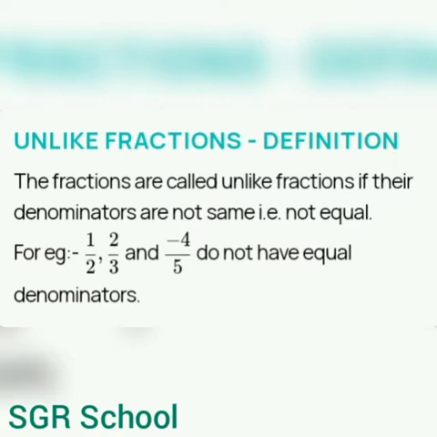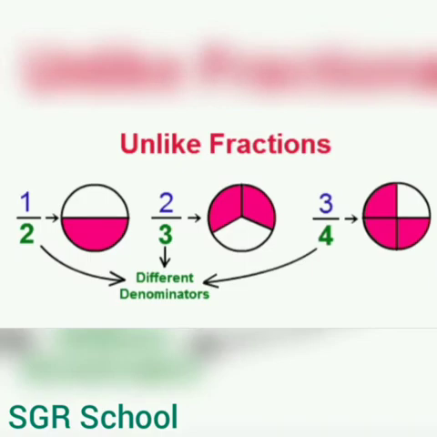Now unlike fractions. Fractions are called unlike fractions if their denominators are not the same, or different. For example, 1 by 2, 2 by 3 and minus 4 by 5 do not have equal denominators. As we can see, in the first fraction the denominator is 2, in the second the denominator is 3, and in the third one the denominator is 5.